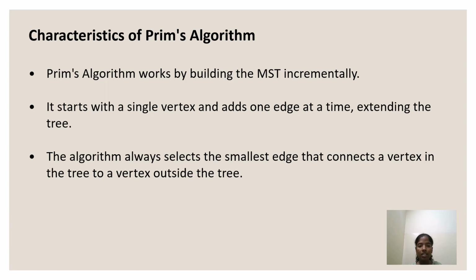The main characteristic of Prim's algorithm is that it works by building the minimum spanning tree incrementally. It starts with a single vertex and adds one edge at a time, extending the tree. This algorithm always selects the smallest edge that connects a vertex in the tree to a vertex outside the tree.